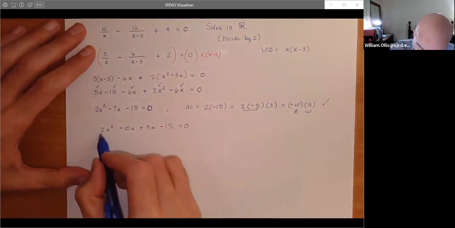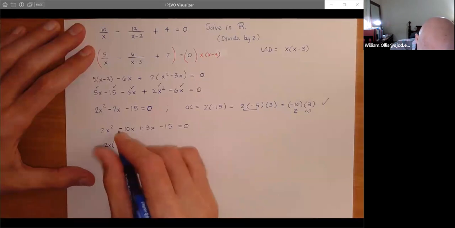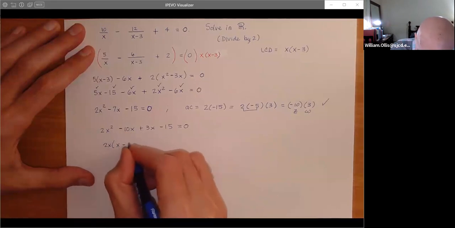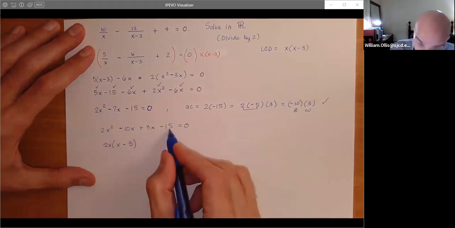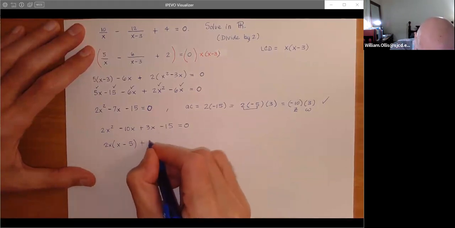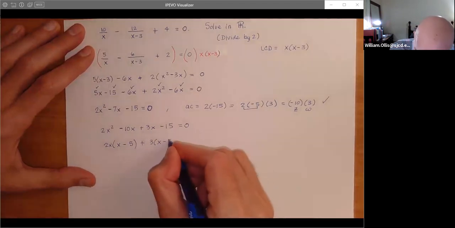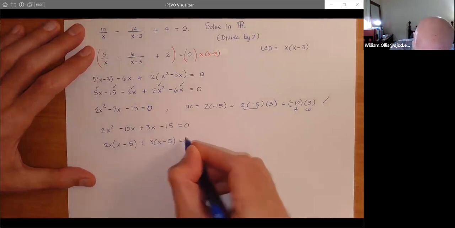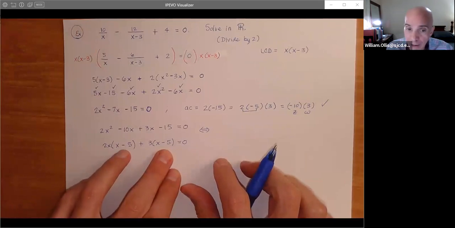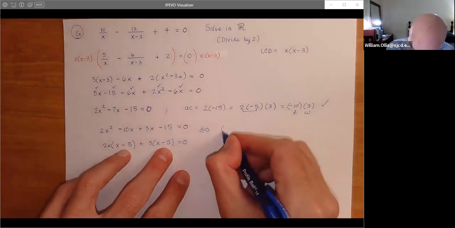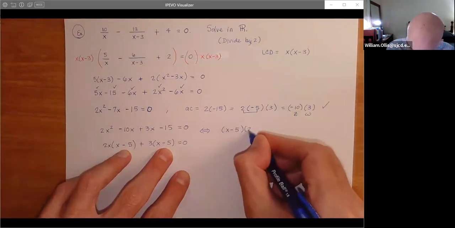So now factor the 2x from both of these terms. So that will leave us with an x minus a 5. And then, of course, here we can factor a 3, the greatest common factor, and that leaves us with an x minus 5. Now, of course, with the factoring by grouping, we have the common factor x minus 5. So we have x minus 5 times 2x plus 3.